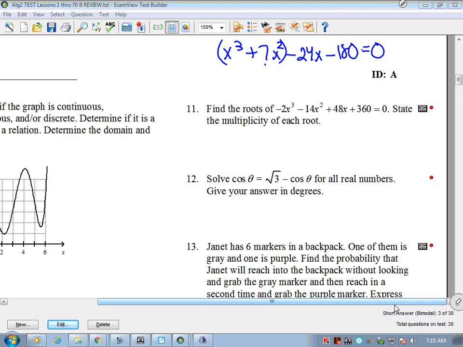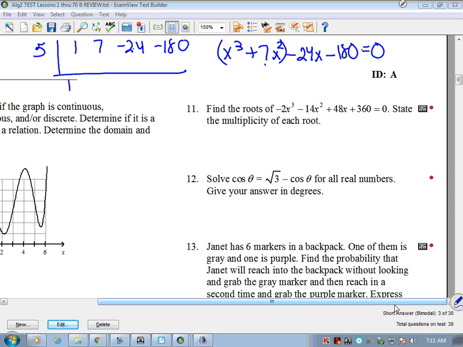From here on, there's a bit of a guess and a check portion to it. I'm looking for things that would go into my first term, which is my coefficient of x cubed, which is 1, and -180. Well, there's a lot of things that will go in there. But unfortunately, like I said, it's kind of a guess and a check type of thing. So we're going to write this up as synthetic division because that's the fastest way to guess and check. 1, 7, -24, -180. And at this point, I'm going to try 5.